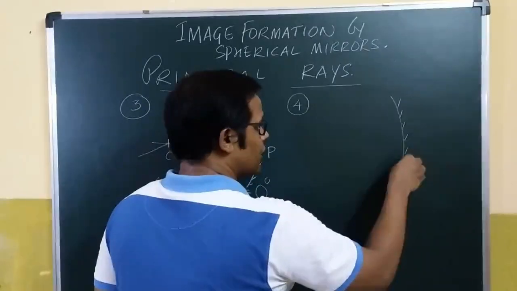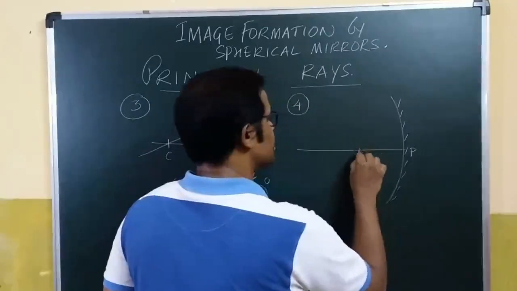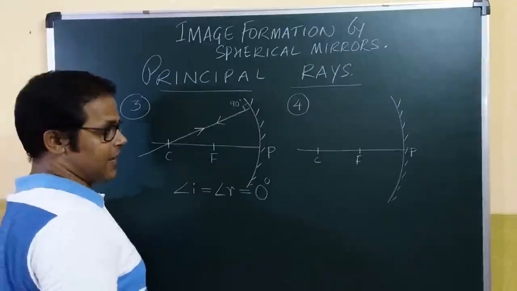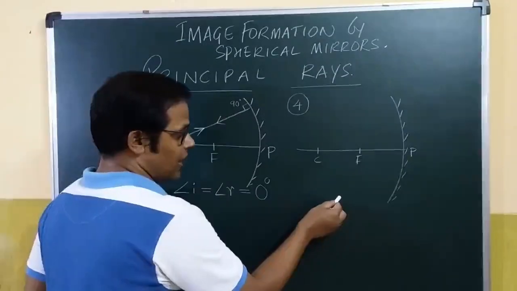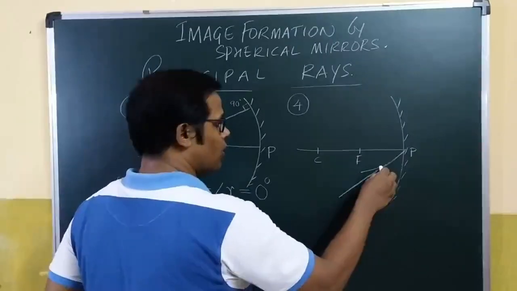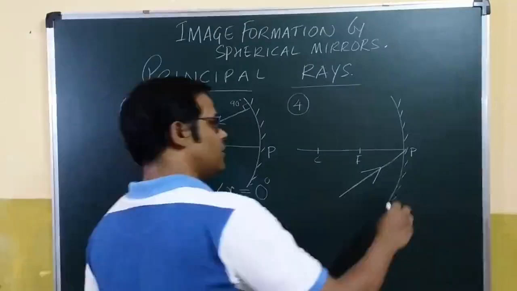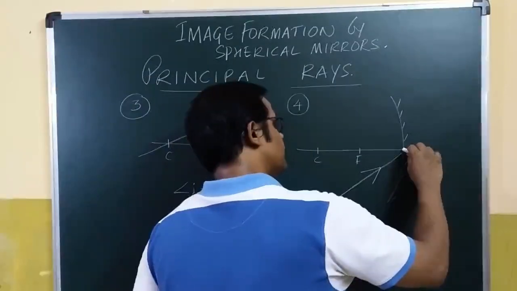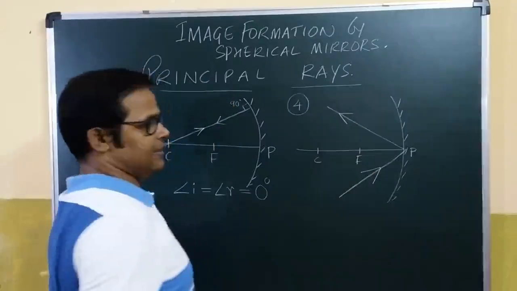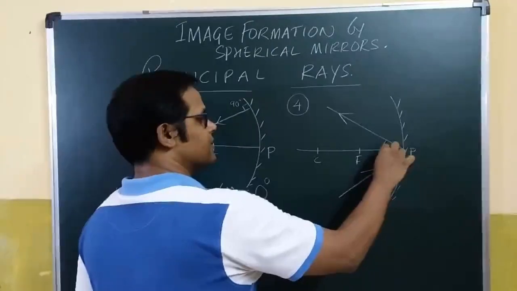draw a concave mirror, get your principal axis right. And the fourth principal ray says that if a ray of light is incident on the pole of the mirror, after reflection it reflects very symmetrical to the principal axis, making equal angles with the principal axis.